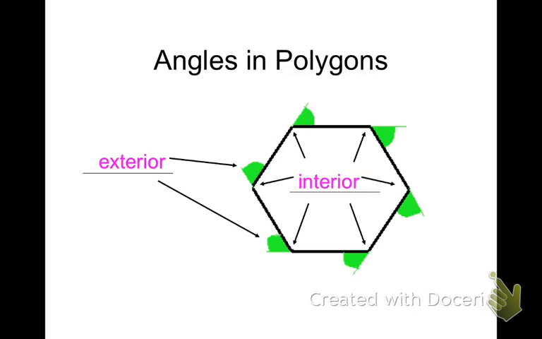And what's the relationship between every interior and exterior angle? Dominic. They add up to 180. Perfect. They're linear pairs, so they add up to 180.